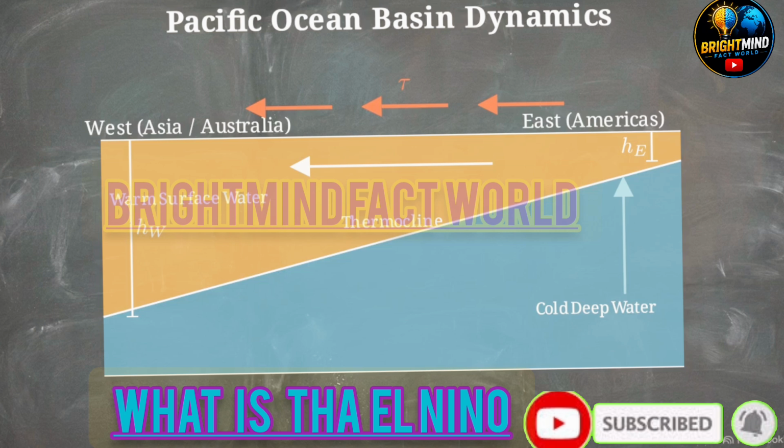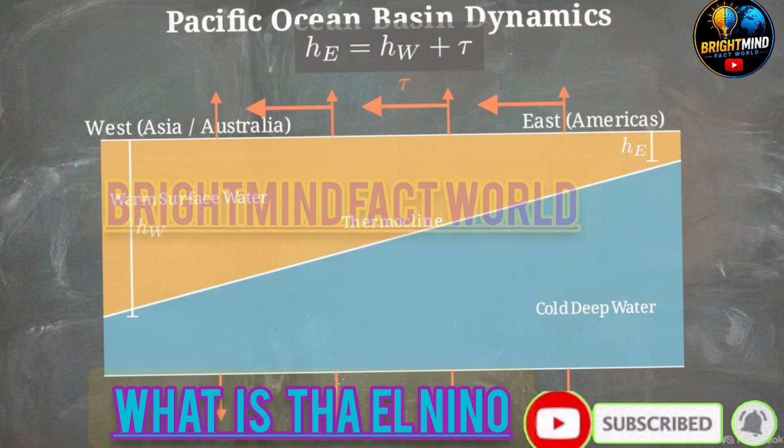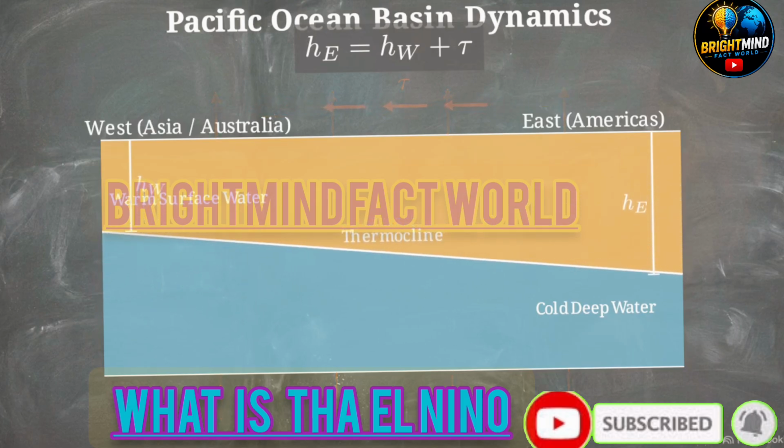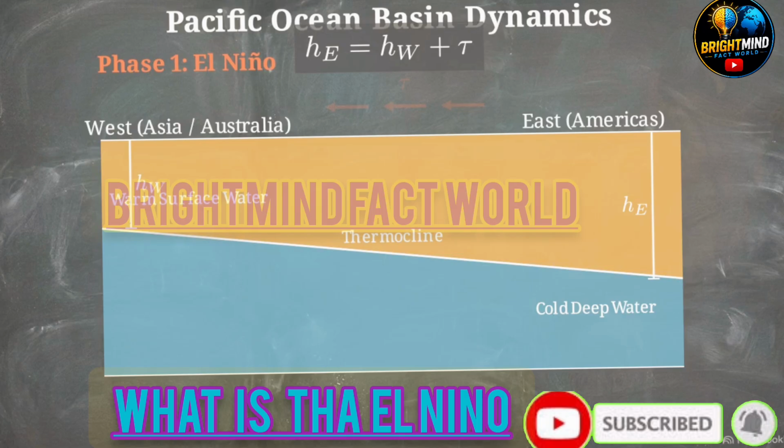The system's behavior is captured by a simple differential equation, where the eastern depth equals the western depth plus the wind stress anomaly. When wind anomalies occur, they trigger Sverdrup transport, forcing heat to flow north and south away from the equator. This initiates Phase 1. The trade winds and Walker circulation weaken. Without that wind stress, warm water sloshes eastward, pushing the eastern thermocline deeper and triggering an El Niño condition.